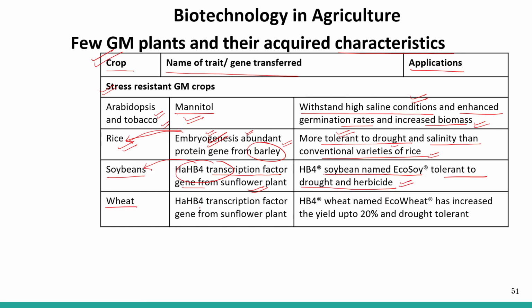Wheat. HAHB4 transcription factor gene from the sunflower plant. The same gene has been transferred to the wheat also. Again, the wheat is now named Eco wheat and has increased yield up to 20%, and this wheat is also drought tolerant.